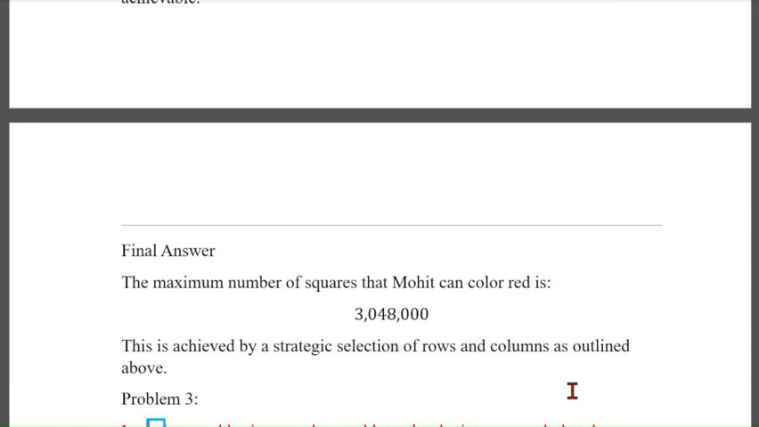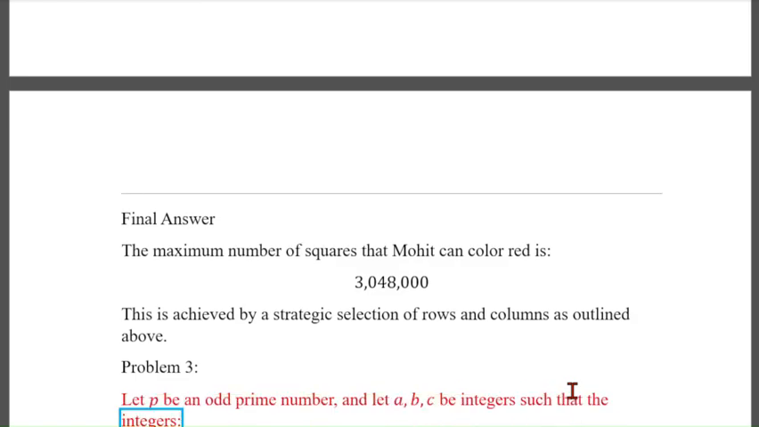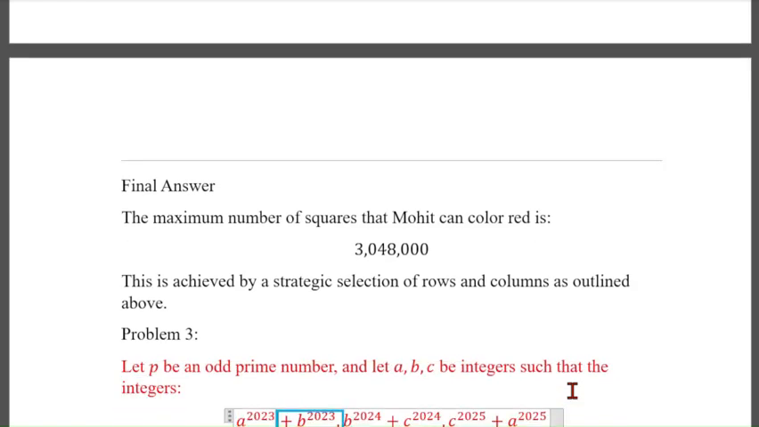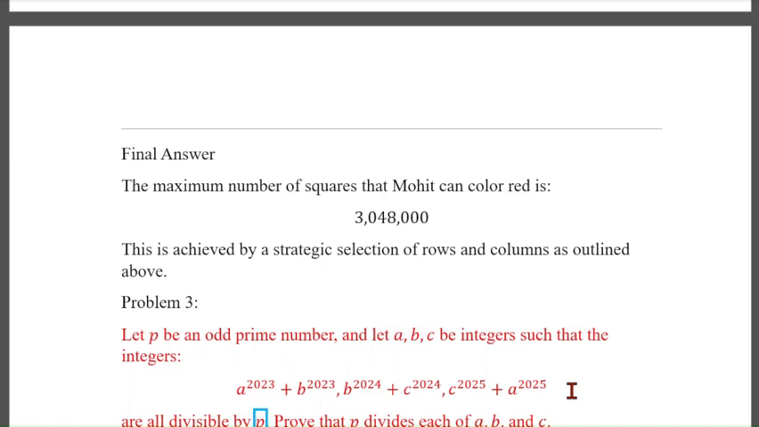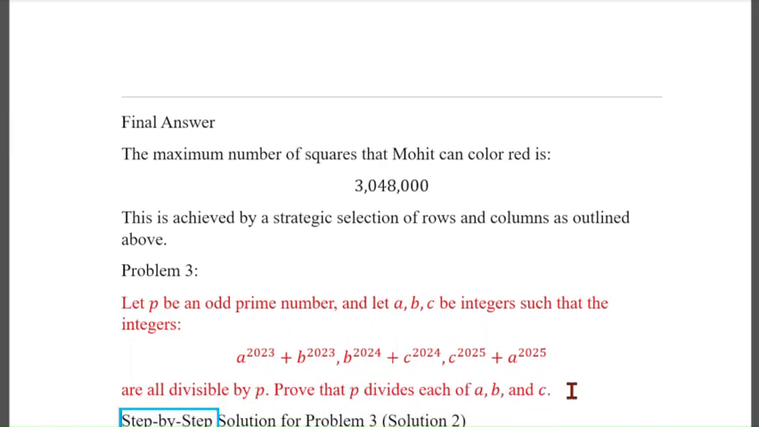Problem 3. Let p be an odd prime number, and let a, b, c be integers such that the integers a^2023 + b^2023, b^2024 + c^2024, c^2025 + a^2025 are all divisible by p. Prove that p divides each of a, b and c. Step-by-step solution for problem 3.